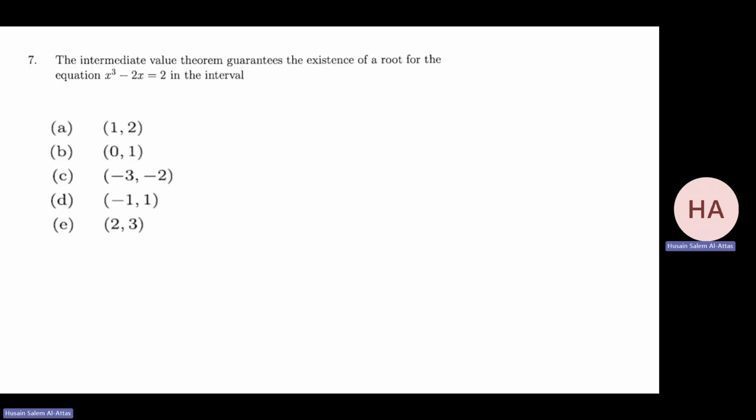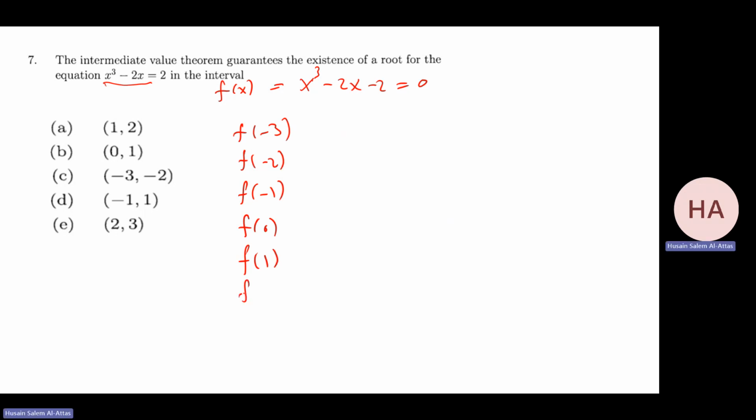Okay, to determine the existence of a root of this one, same thing: I would make it equal 0, so this is my function. And check f of minus 3, f of minus 2, f of minus 1, f of 0, f of 1, f of 2, f of 3. Minus 3 will be negative, minus 27, so for sure this is negative. Minus 2 will be minus 8, still negative. F of minus 1 will be minus 1 plus 2 minus 2, which is negative. F of 0, negative. F of 1, 1 minus 2 minus 2, that's still negative.